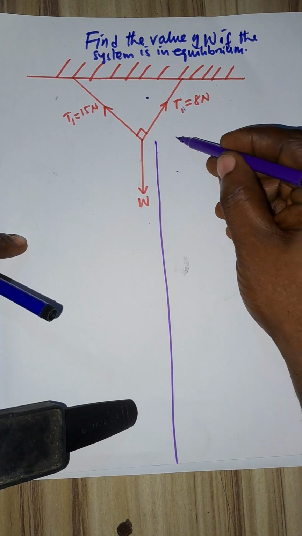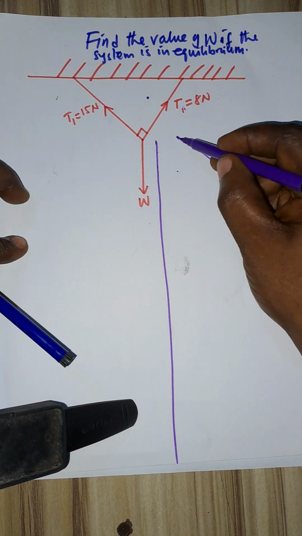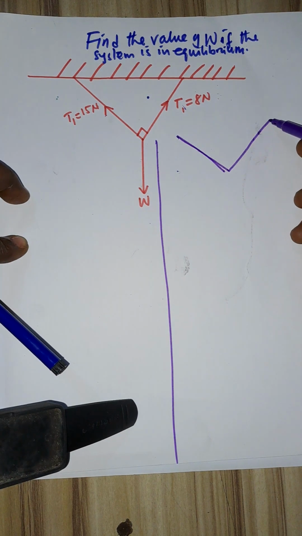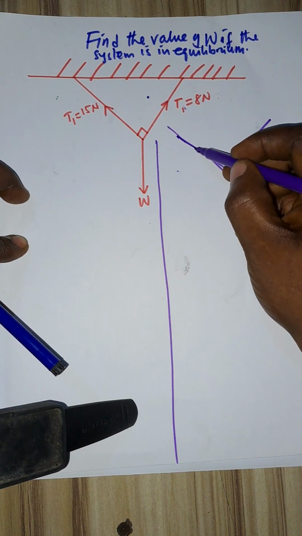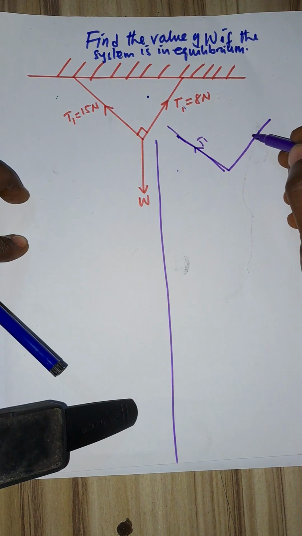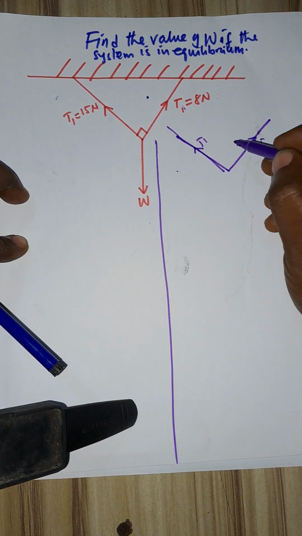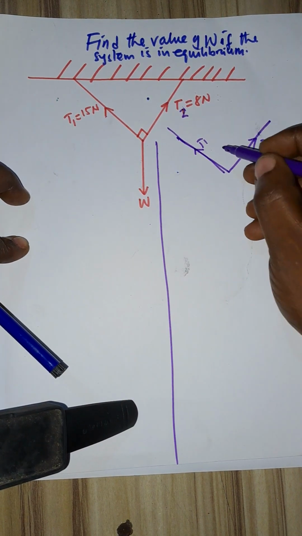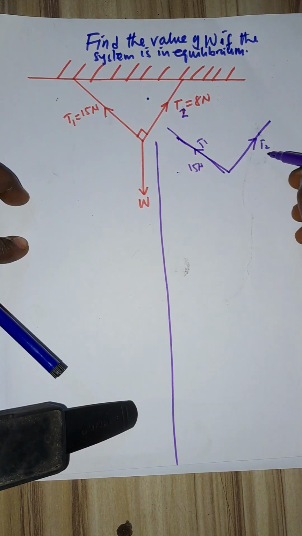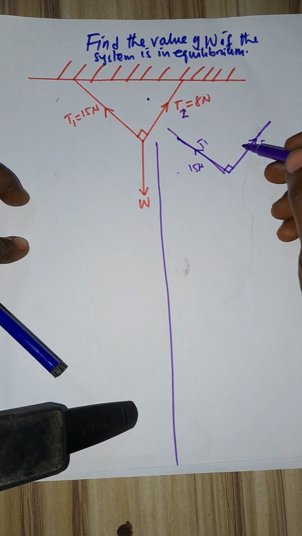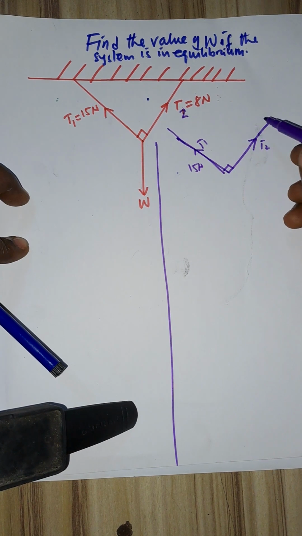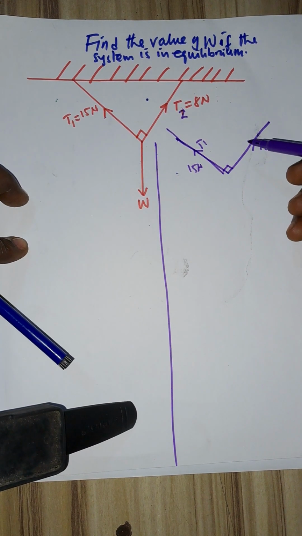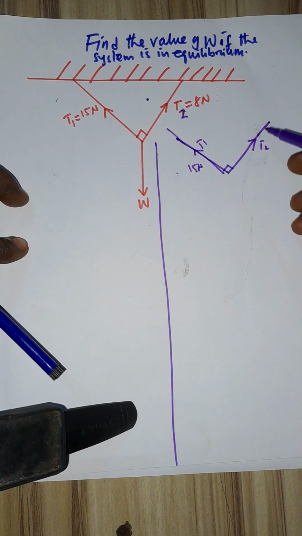Okay, let me redraw this here. This is T1, this is T2. Now this is 15 Newton, and the angle between them is 90 degrees. Being 90, it wouldn't be a general parallelogram. It has to be either a square or a rectangle. It has to be a rectangle because 15 and 8 are unequal.